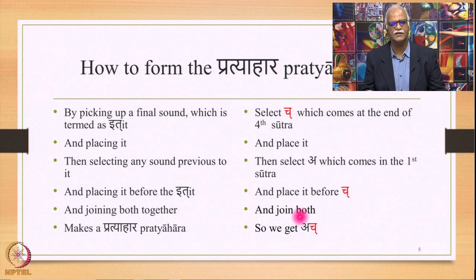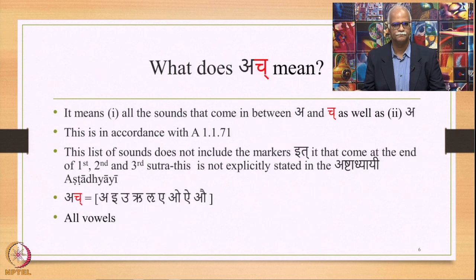Now ach is a technical term, and this technical term is generically called a Pratyahara. This is how ach gets formed. And in this ach, cha is still shown in red color, and the reason will be clear in a while.